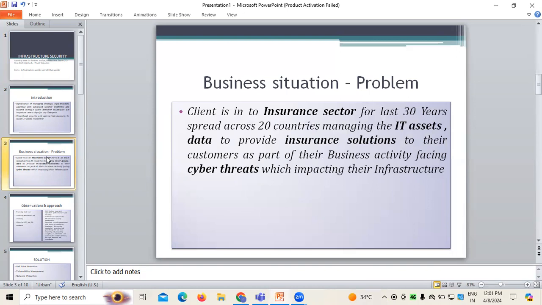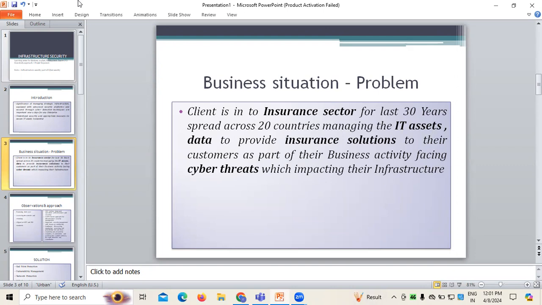Now, when it comes to the business situation, a business analyst or any other professional has to understand the business situation or the problem which the customer is having. Based on that, the solution we are going to provide comes next. When it comes to the business situation or the problem here, you can see the client has been in the insurance sector for a very long time, almost the last 30 years.